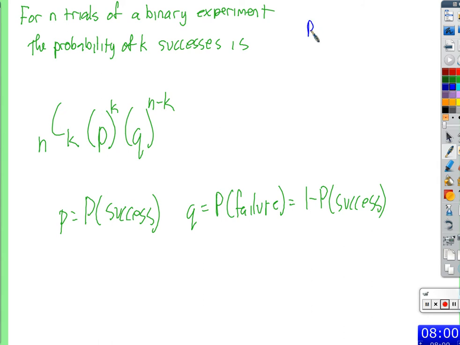Say we're going to roll a die 10 times. We're going to define success as getting a 3, the number 3. Right? Out of the 6 possibilities, 1, 2, 3, 4, 5, and 6.